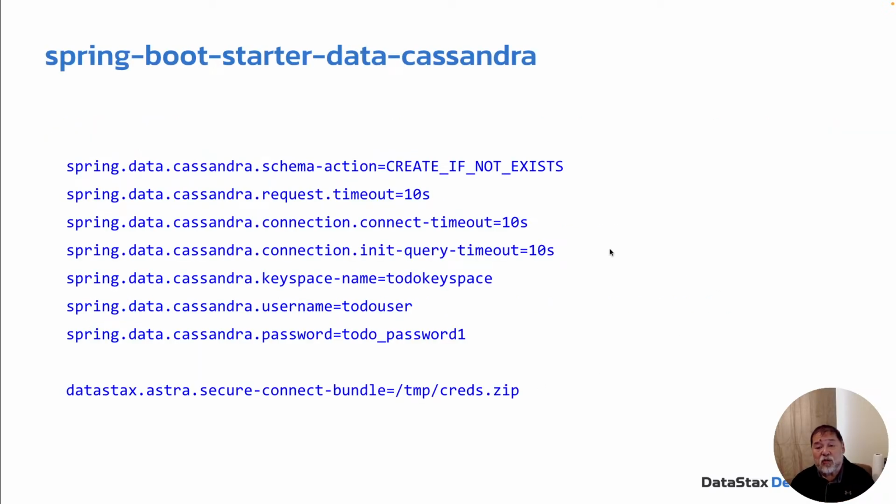So this information was in that properties file. It's the Spring Boot configuration for Cassandra.